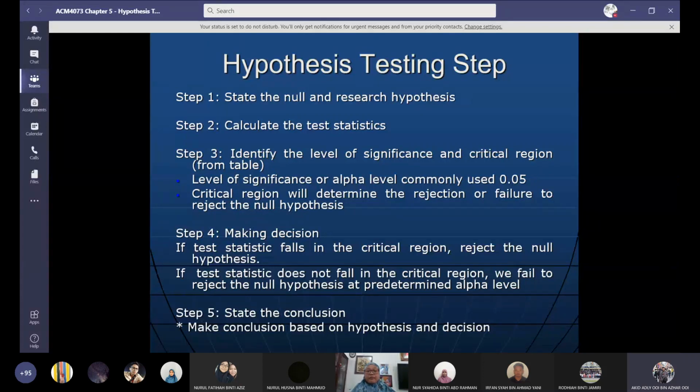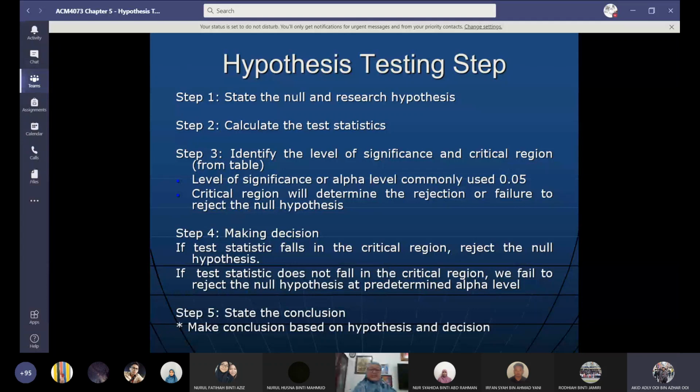Step 3, you look at the p-value, the significant value. Then step 4, if there are differences, you should make a decision. If the test statistic falls into the critical region, you should reject the null hypothesis, because the null says no significant differences. So when your findings say there are significant differences, we reject the null hypothesis.